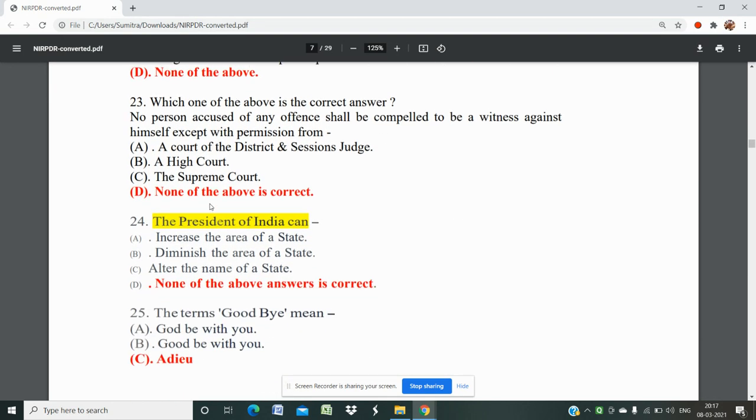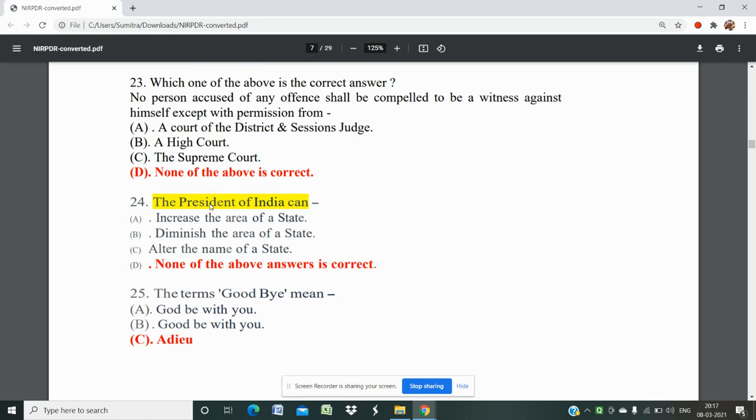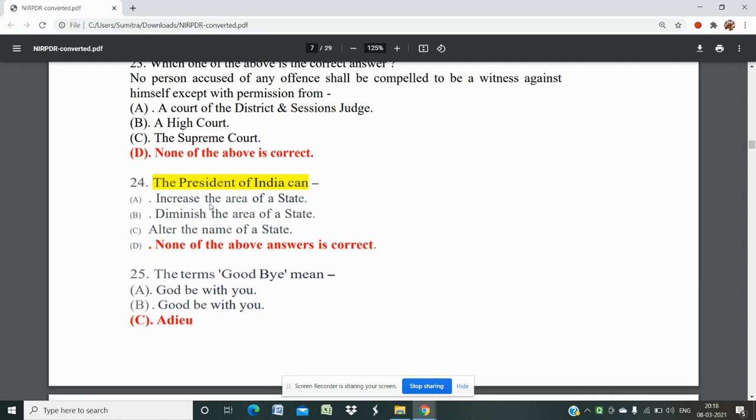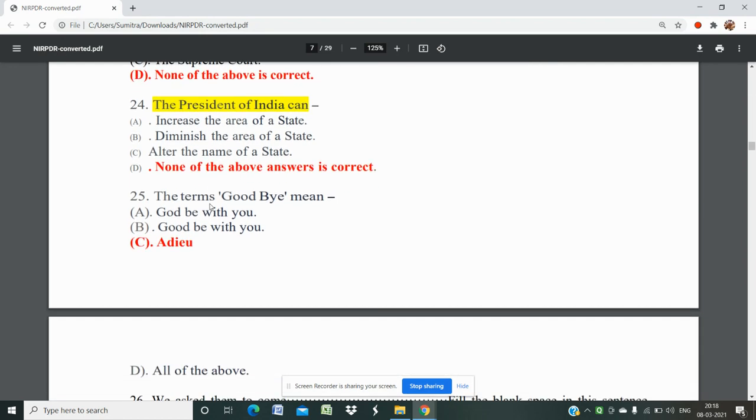I don't want to discuss it. You just read the question. Which one of the above is the correct answer? This is also a question related to personal liberty, legal power, etc. Then President of India can.